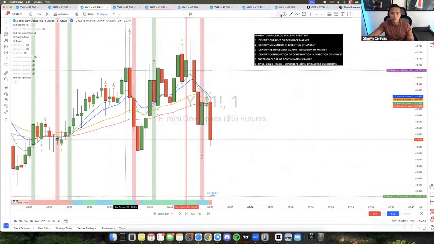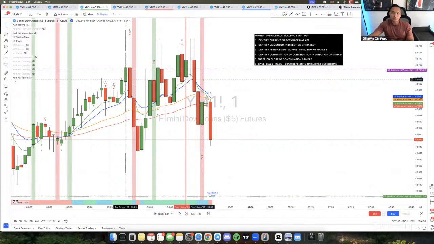You can see over here from market open, price was pushing up, so the buyers were in control. And then at this point right here, price started coming back down. It established a high right there. And we had a sell direction from this point. Price was pushing up, then it came back down. Here we have a sell direction, so we're only going to look for sells at this point. Step two, identify momentum in the direction of market. We have a sell momentum right here.